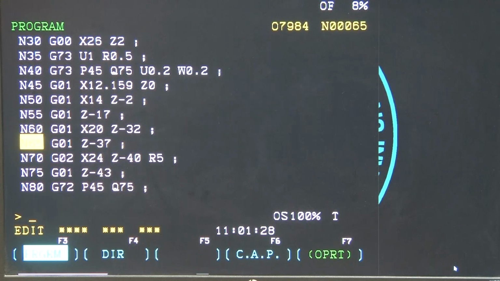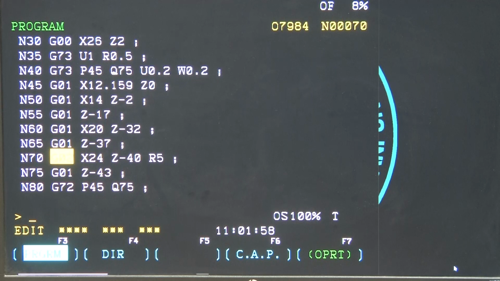Next is N65. Again the linear interpolation remains, and Z minus 37 is the coordinate along the Z axis, and the Z axis, once again, is along the axis of the workpiece. Next is N70. N70 has G02; we have changed now from linear interpolation to G02, which is circular interpolation, okay.